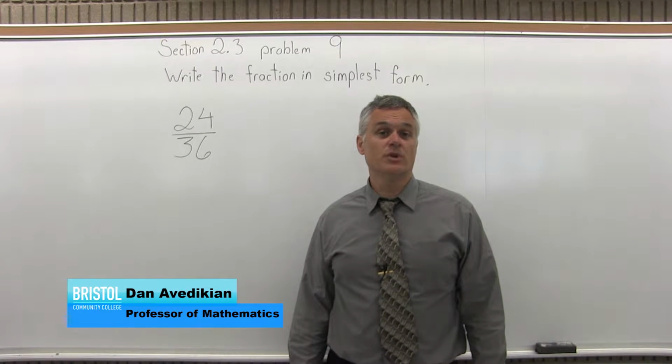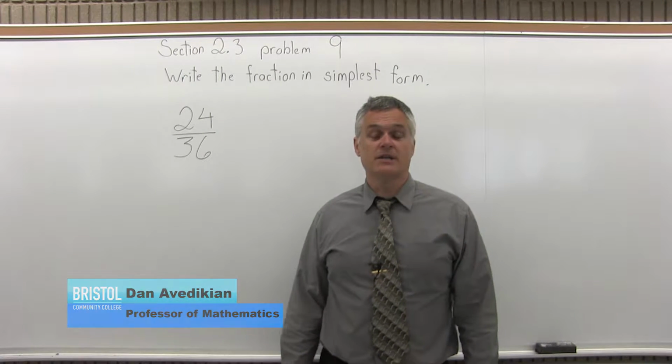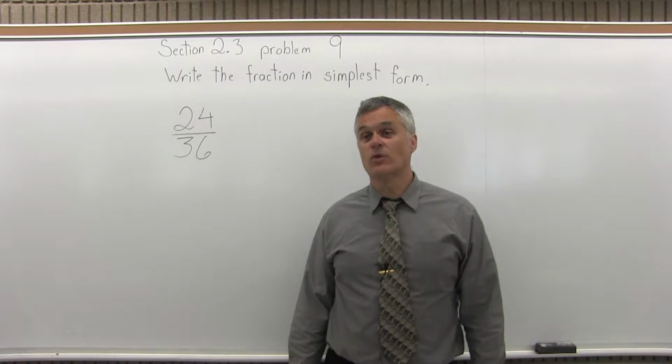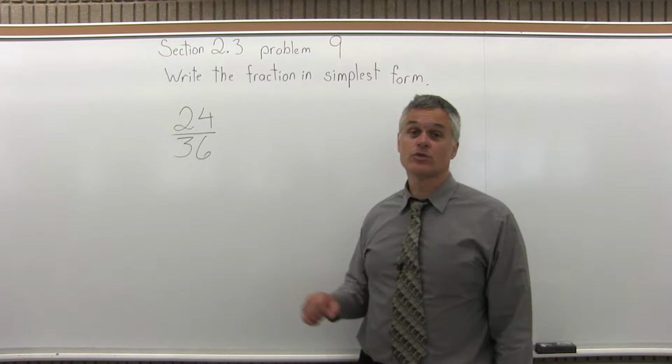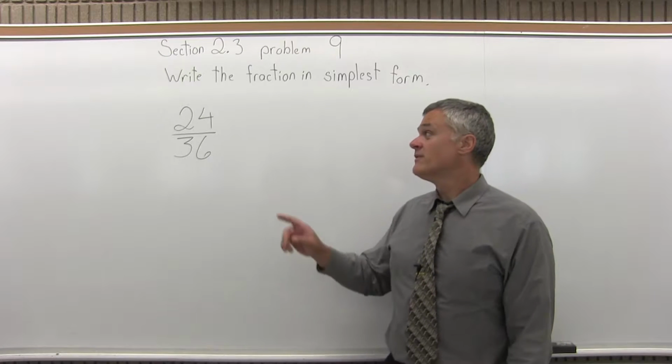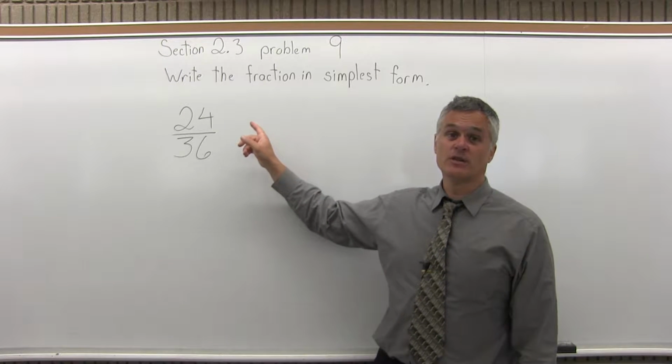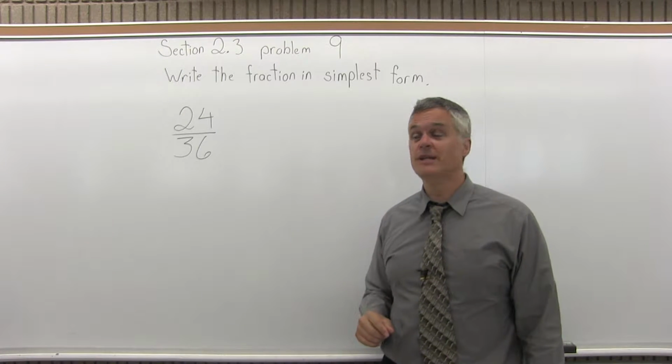This is Section 2.3, Problem 9. It says write the fraction in simplest form, and we have 24 over 36. So you want to find the largest value you can that will divide into both the numerator and denominator evenly.